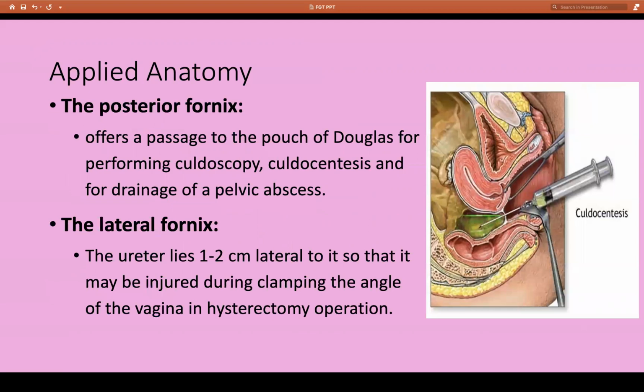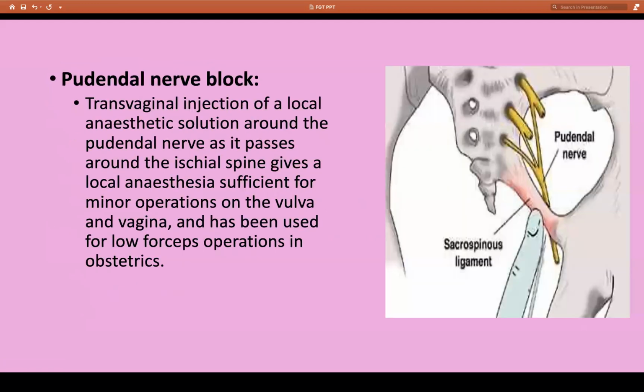Posterior fornix, it's the pouch of Douglas from where we can do culdocentesis and drainage of pelvic abscess. You can see here. And lateral fornix, again, its surgical importance is ureters that lie 1 to 2 centimeters lateral to it. So while clamping during hysterectomy, it can be injured. So we should take care of it.